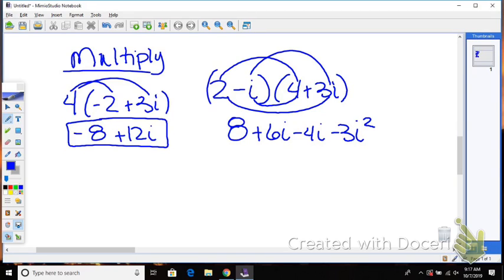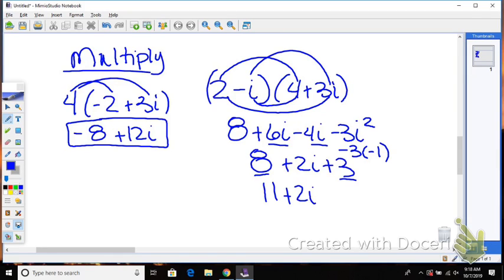So our next step, I'm going to do two steps in one. These two are like terms, so I can combine those together. And when I combine that together, I get plus 2i. I have my 8. And what does i squared equal? Negative 1. So this is like saying negative 3 times negative 1. What's negative 3 times negative 1? Positive 3. So this is plus 3. And now the 3 and the 8 can combine, leaving me with 11 plus 2i.